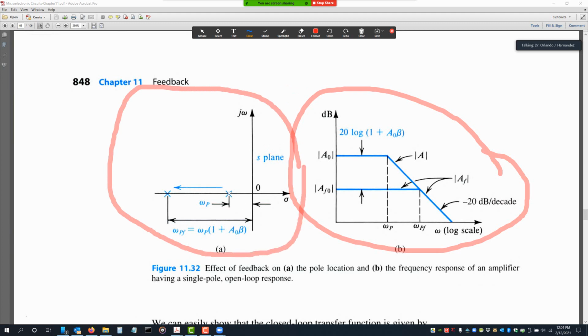So essentially, this is the pole, the open loop pole. Here we are extending the bandwidth, making that pole more on the negative side. So this would be the closed loop pole here, and this is the open loop pole here. So in the S-plane, that's how it looks. In the gain versus frequency plot, or in this case a Bode plot because this is with the straight lines, that's how it looks.